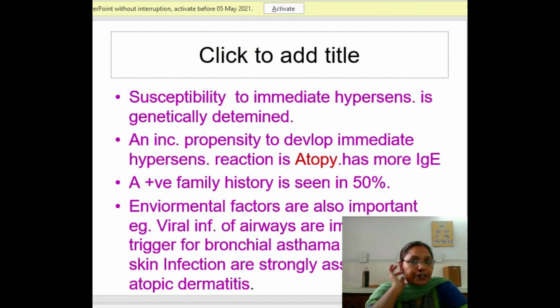Now, susceptibility to the immediate hypersensitivity reaction, as I already told you, depends on certain factors like genetic factors and environmental factors. Certain individuals are highly susceptible, or highly genetically determined. So there is an increased propensity to develop immediate hypersensitivity reaction. This is also known as atopy. These individuals have higher levels of IgE antibodies. There is a positive family history in more than 50% of cases. Environmental factors are also important in spite of genetic factors. For example, viral infection of the airway is an important trigger for bronchial asthma, and bacterial skin infection is strongly associated with atopic dermatitis.